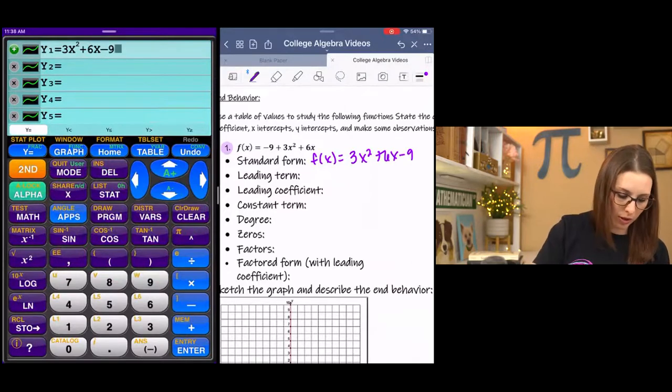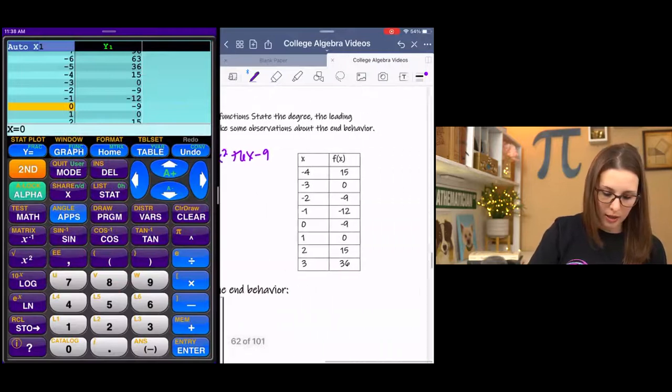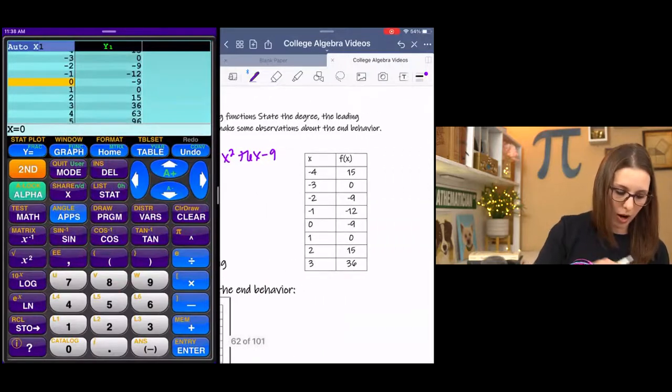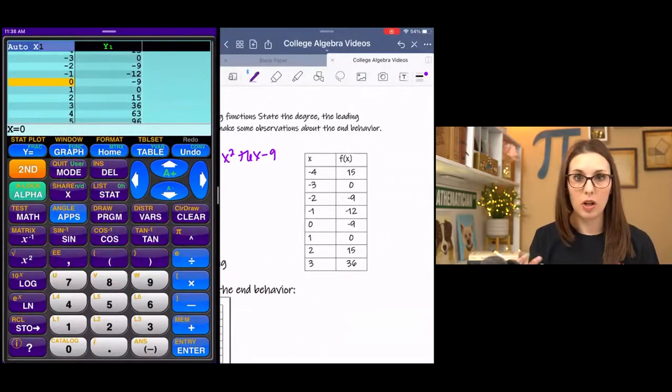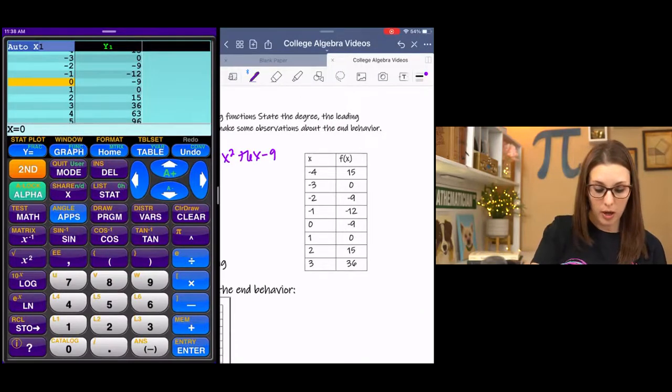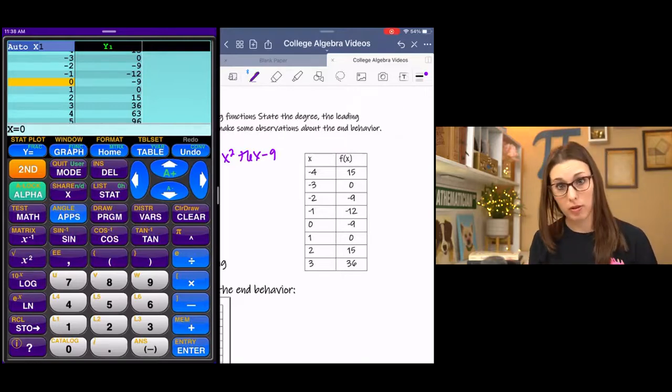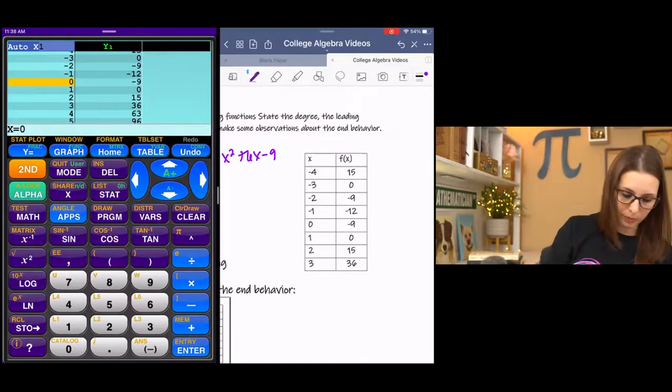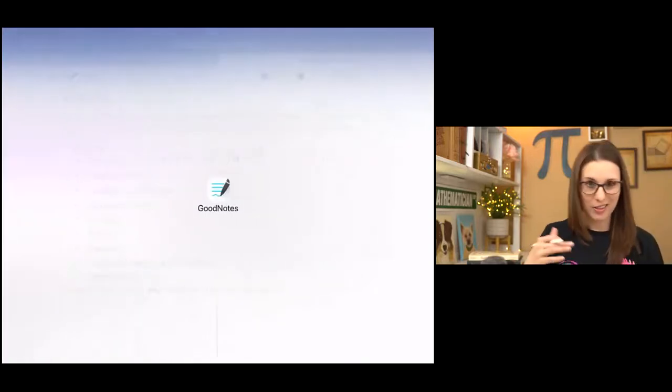And then I'm going to go to the table, and you can see where I got these values. So you can do that. If you want to do it by hand, you would just evaluate the function at each of those x values, and you would end up with the corresponding y values. But that's not the point of the lesson.